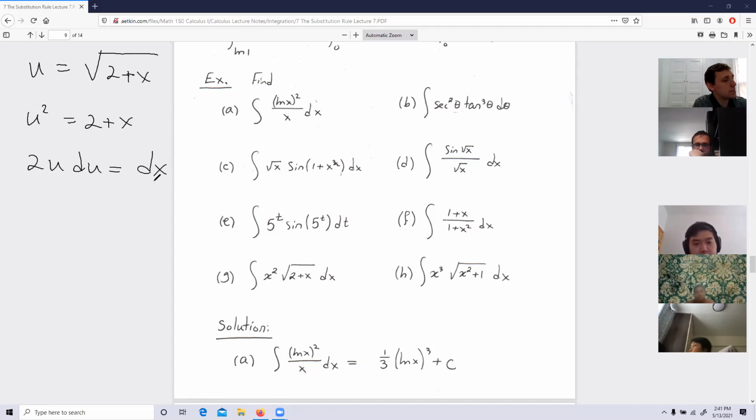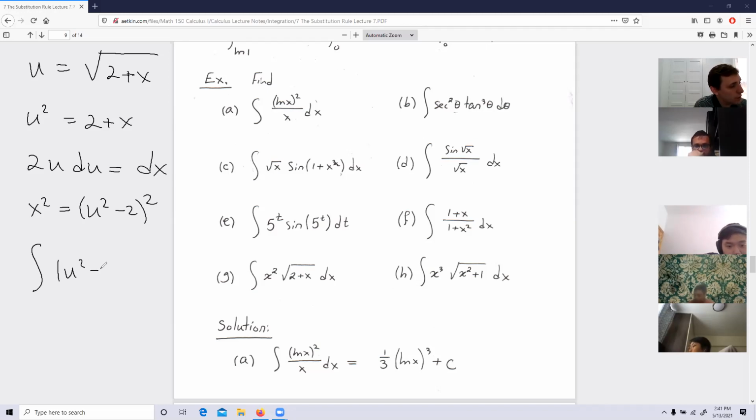And then we have x squared. What is x squared? x squared is u squared minus 2 squared, right? So u squared minus 2 is x, so you would have x squared. So what I now get is an integral of (u squared minus 2) squared times u times 2u du. And that becomes a polynomial. You understand? I can expand it and it will be a polynomial.